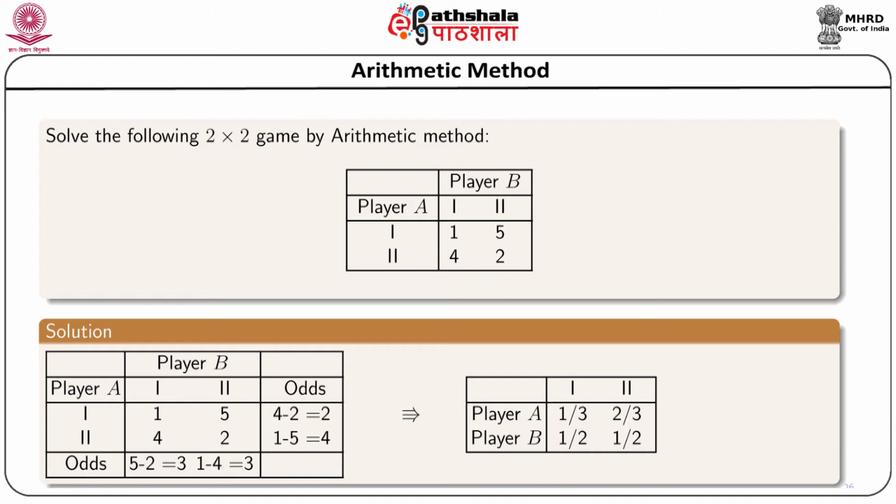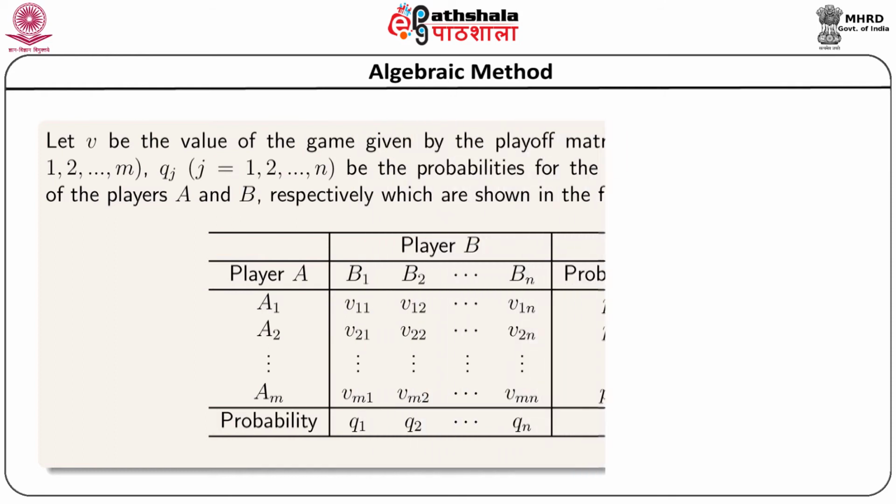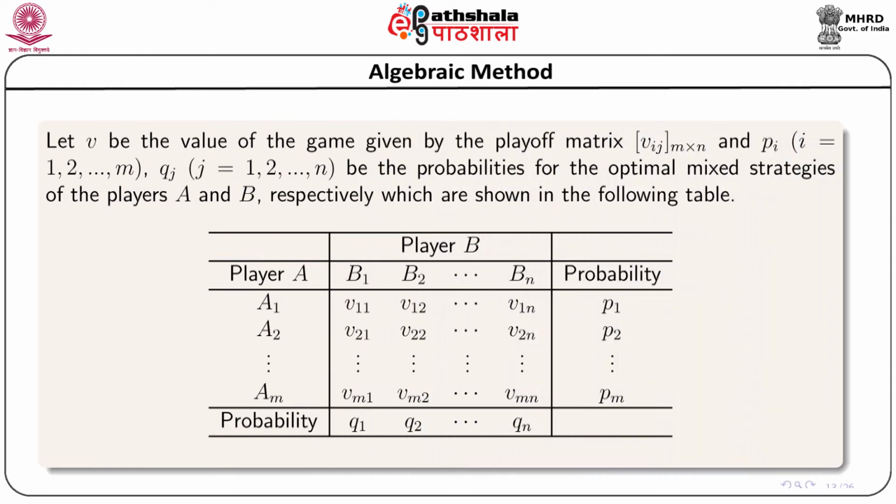Since we consider here odds, sometimes this method is also called the odds method, and from these odds or differences we can find the probabilities for the actions of player A as well as player B. That is, we are able to get the mixed strategies for player A as 1/3 and 2/3, and for player B as half and half. Now, we will define another method called the algebraic method.